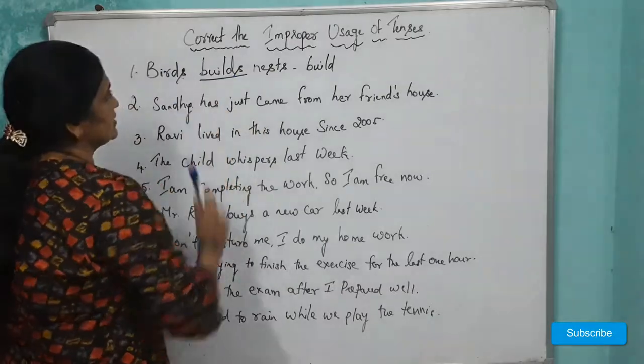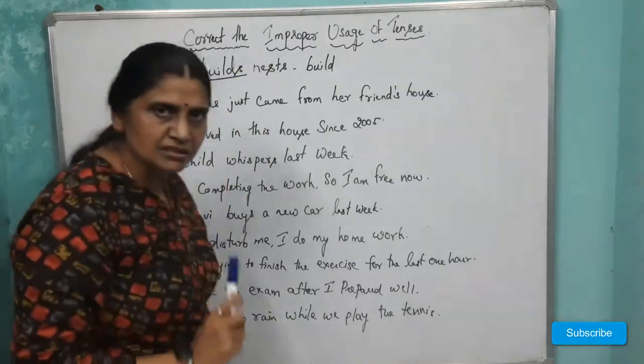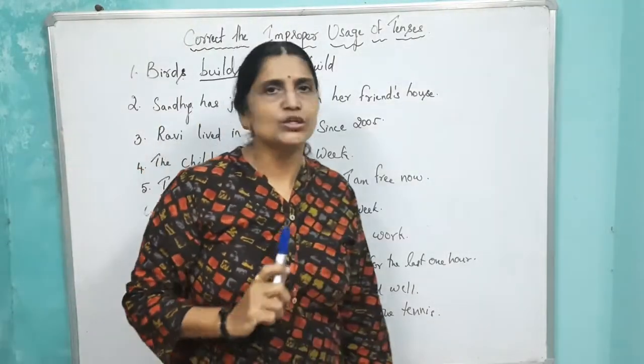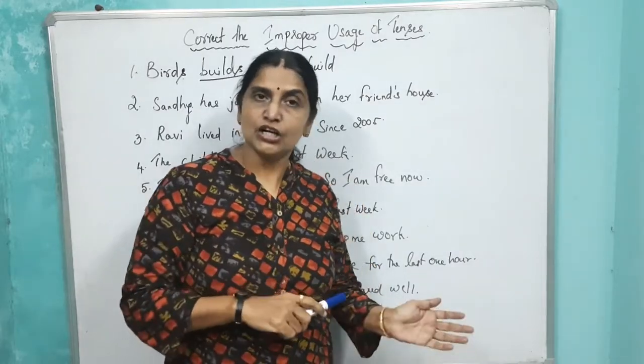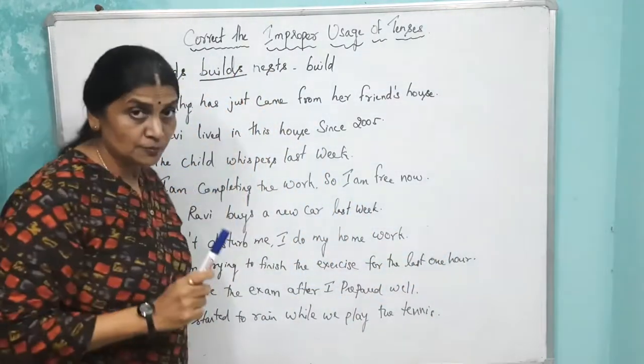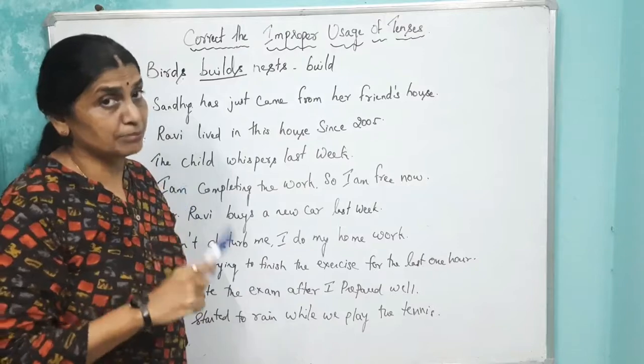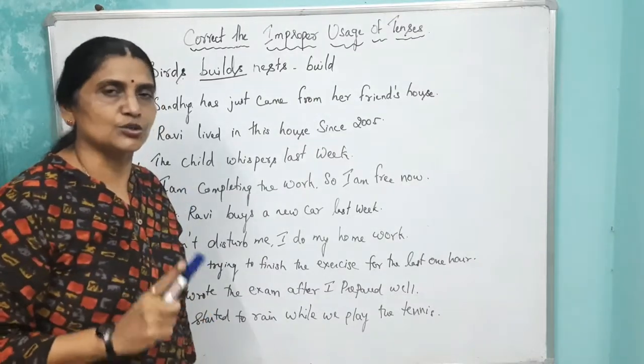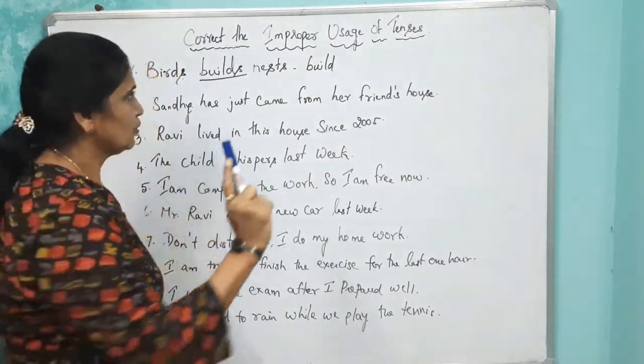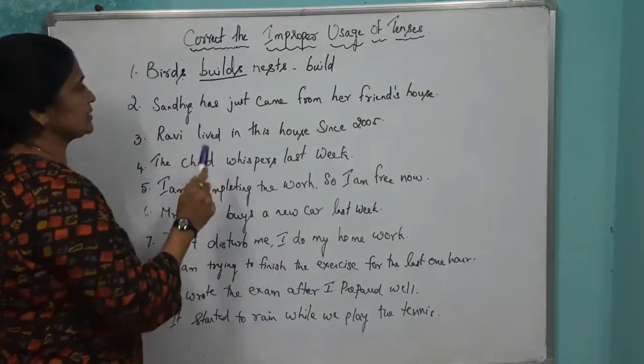Why is this sentence written in present tense? Because it is a universal truth. In the past also this fact is true. In the present also birds build nests. In future also they continue to do the same. Okay, now let's go to the second sentence.